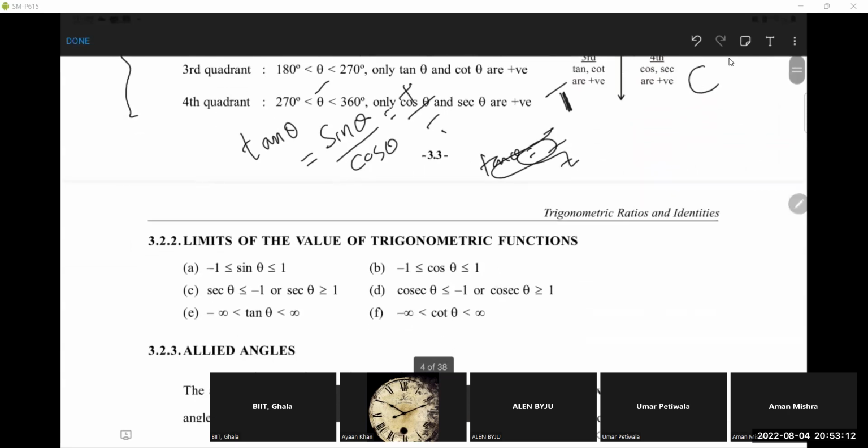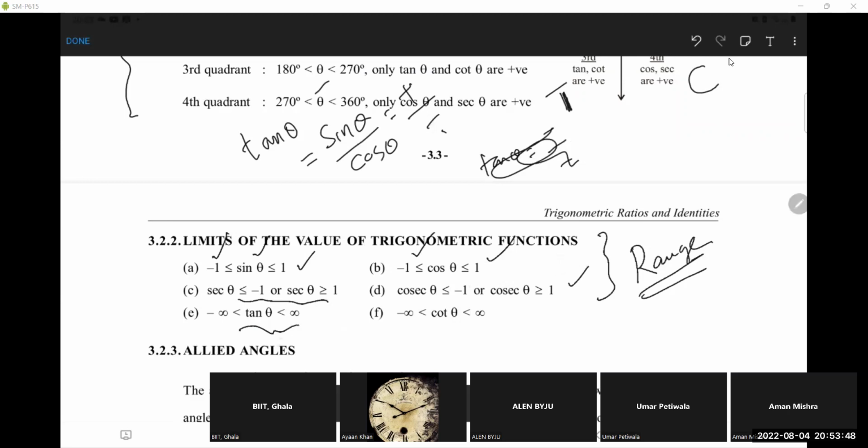The next point I already explained regarding our range, right? Sin theta, this is actually the limit of the value, which means it is talking about our range. The sin theta maximum value will be 1, minimum value will be -1. Cos theta maximum value will be 1, minimum value will be -1. Sec theta, what is the case? It can be above 1 or below -1. Cosec theta also is above 1 or below -1.